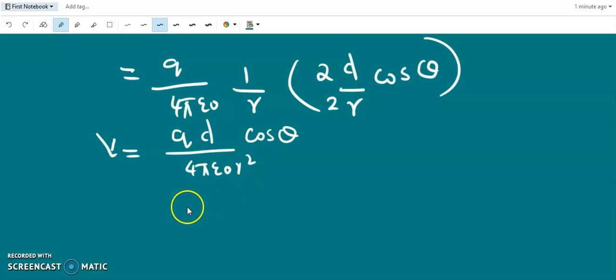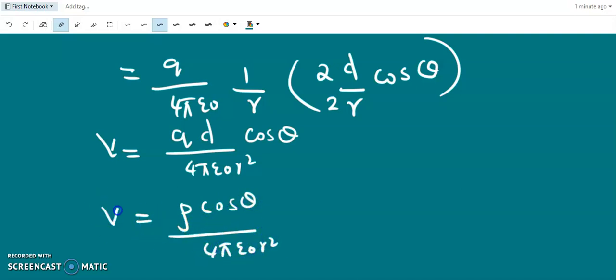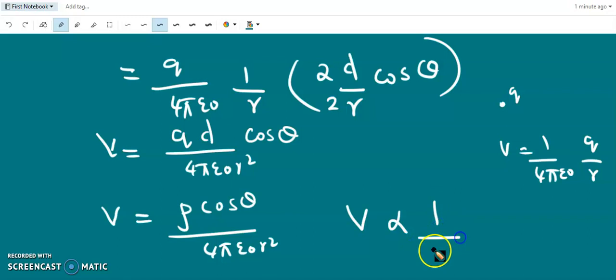And we know that Q into D, one of the charges times the distance between the two charges, is nothing but the magnitude of the dipole moment, which is represented as P. So V equals P cos theta by 4 pi epsilon 0 R square. We know that the potential of a single point charge varies as V is equal to 1 by 4 pi epsilon 0 Q divided by R, so it is proportional to 1 over R. But the potential due to a dipole is proportional to 1 over R square, the reciprocal of the distance square.